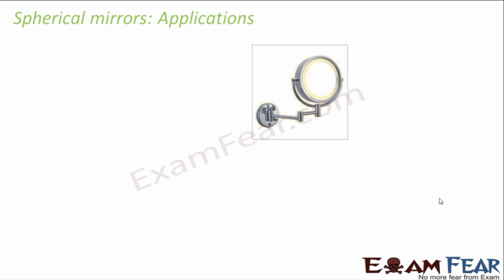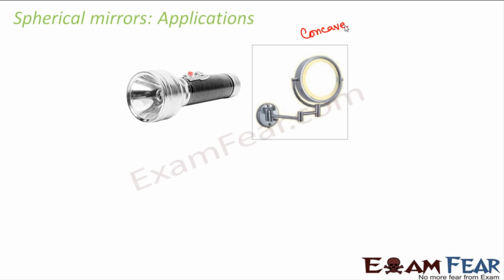For example, the first application is the shaving mirror. You would have seen the shaving mirror which you normally see in shops. Those are the mirrors which are supposed to give an enlarged image of your face, so that it becomes easier for the person to shave, because he can see an enlarged view of his face. So that means you want enlarged images. And just in the last slide, I showed you that if you use a convex mirror, you will always get diminished images. So that means you will have to use a concave mirror. So the shaving mirrors are always concave mirrors.